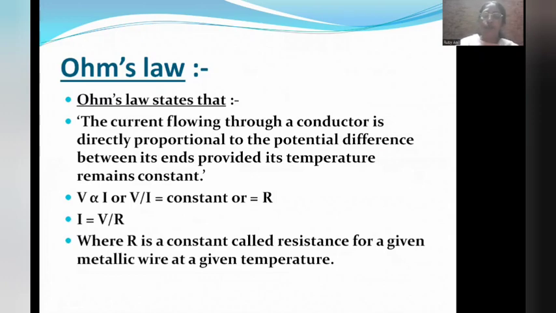And in order to remove the proportional sign, we have to put a constant. So V is equal to IR, where R is the constant of proportionality, and it is known as the resistance. And the resistance remains a constant only when the temperature remains a constant. That is why in Ohm's law we say that the temperature should remain a constant.